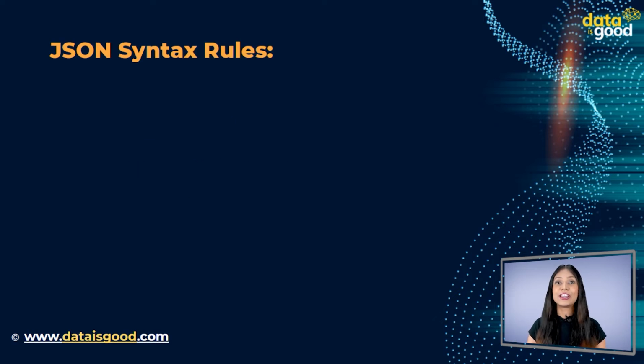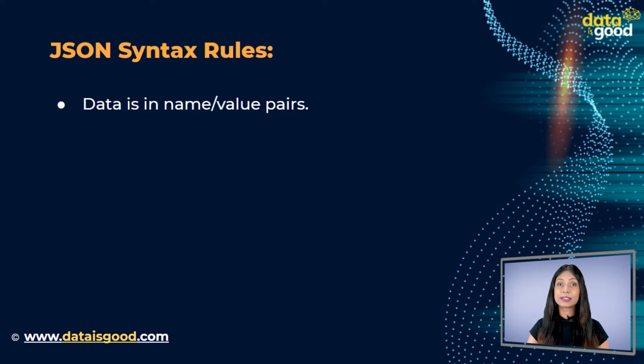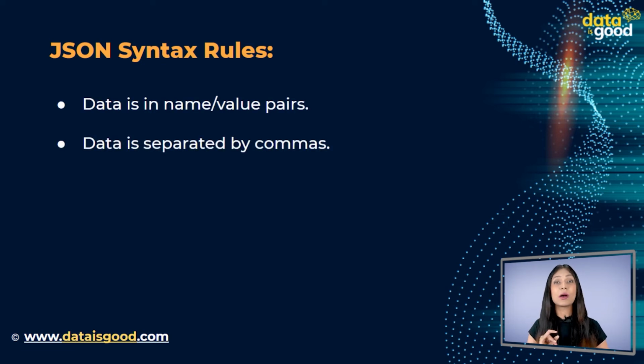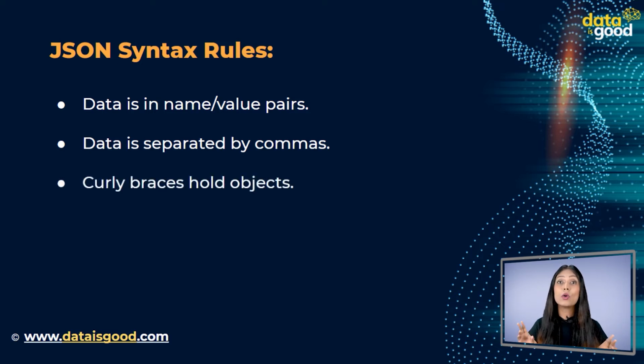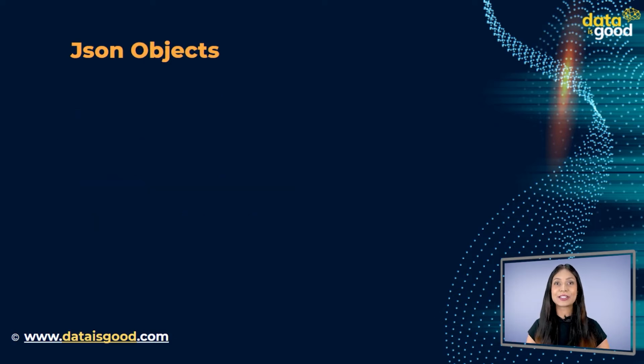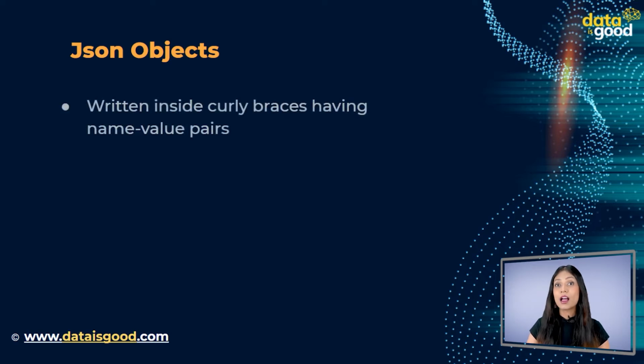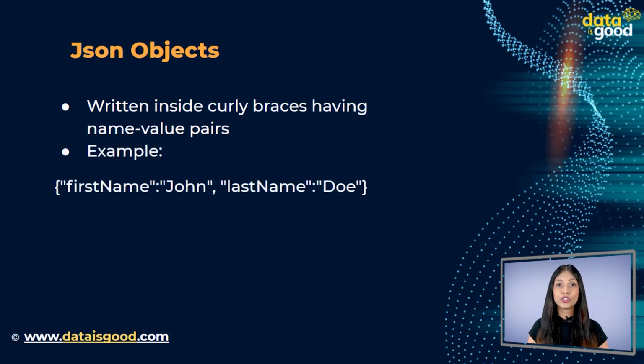So let us see the JSON syntax rules. Data is in name-value pairs. Data is separated by commas. Curly braces hold objects. Square brackets hold arrays. Now let us look at the JSON objects. JSON objects are written inside curly braces. Just like in JavaScript, objects can contain multiple name-value pairs. So let us see a simple example code. First name, John. Last name, Doe.